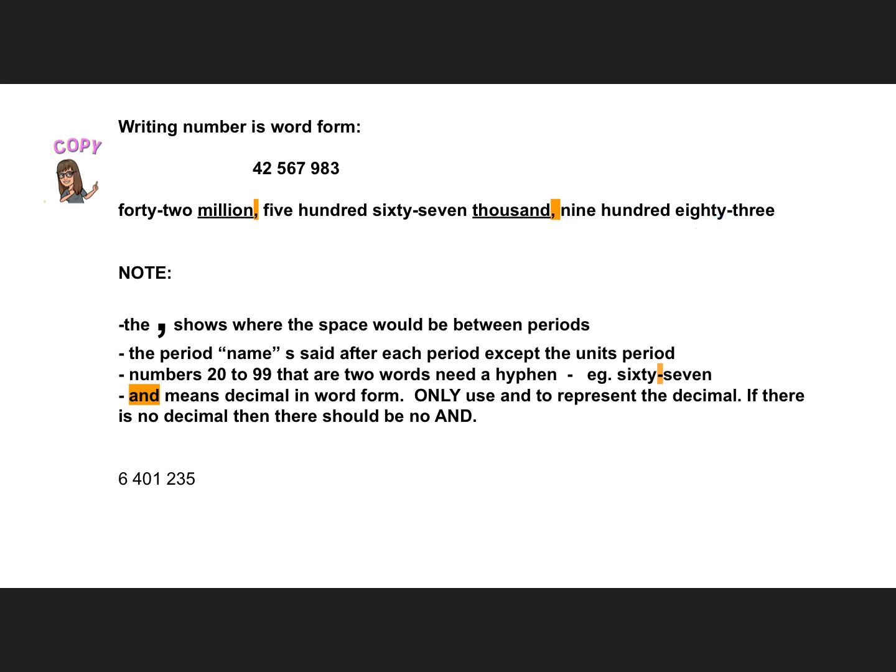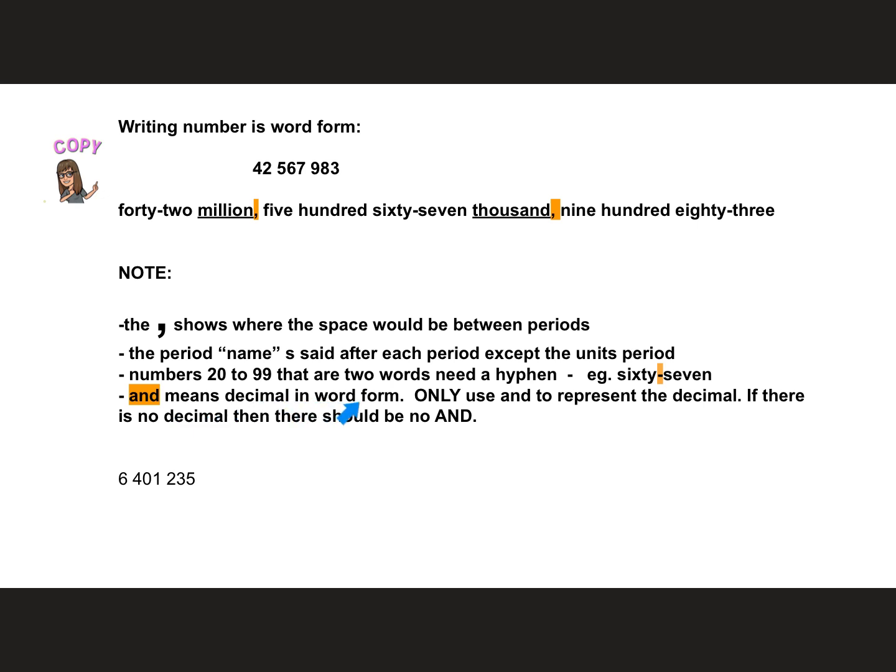Now you'll notice some of these words have hyphens. A hyphen is always in place where there is a number between 20 and 99 that is 2 words. Then we need a hyphen. Okay, so again, the comma shows where the space would be between the periods. The period's name, such as million or thousand, comes after each period except for the units period. We do not say units at the end of a number. Those numbers, 20 to 99, that are 2 words, do need that hyphen, so that's that little dash. So for example, 67.